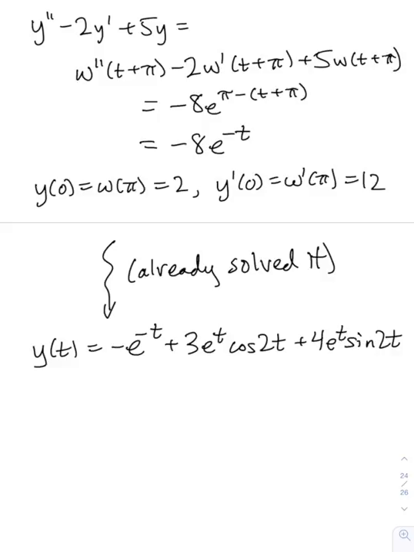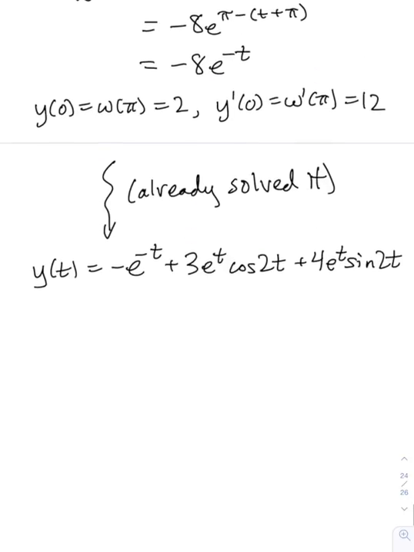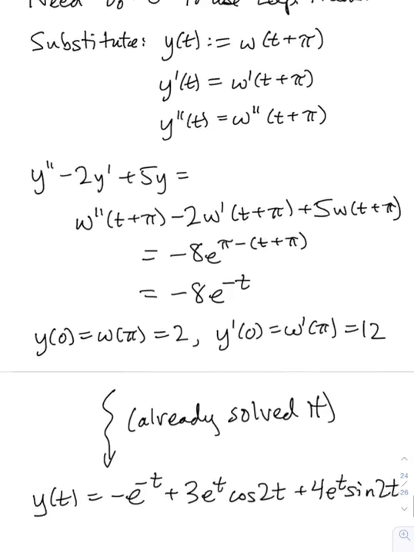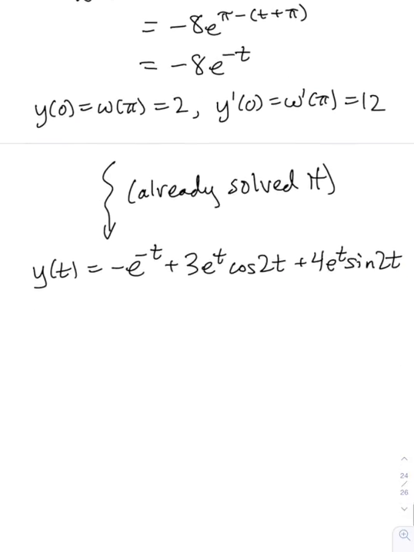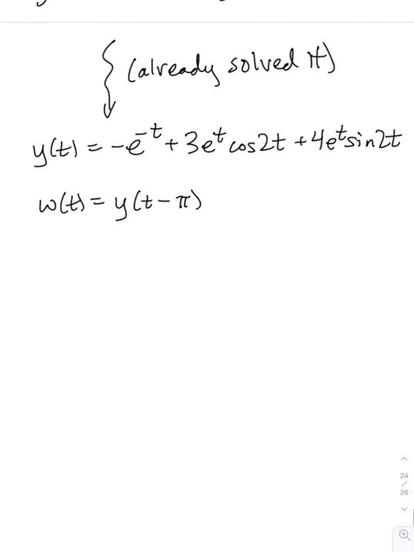And then to finish it off, we've got to come back and convert it back to w. So our substitution that we made was this one right here, y of t equal to w of t plus pi. And if we turn that around, we can say that w of t is equal to y of t minus pi. And we can use that to write down the function w. So w of t, what we have to do is just simply take the expression for y of t, and everywhere you see a t, put a t minus pi.